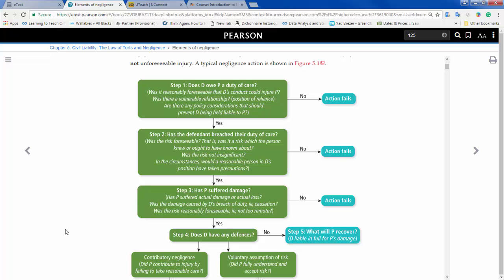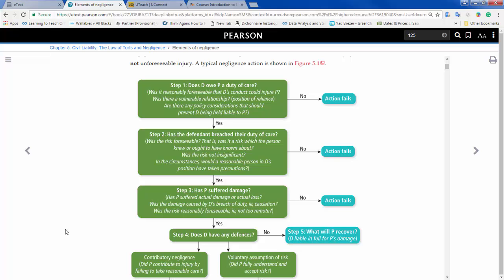The second element you have to look at is, has the defendant breached their duty of care? Again, a set of questions that we need to answer. First, was the risk foreseeable? Second, was it a risk which the person knew or ought to have known about? So this is basically the same question. Was the risk foreseeable? The second, was the risk not insignificant?